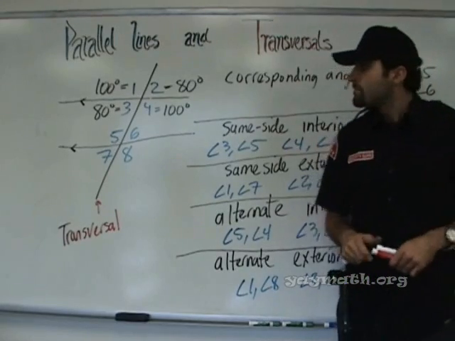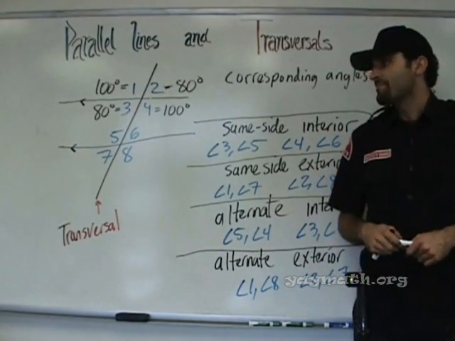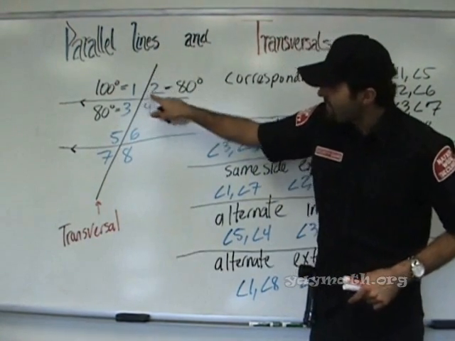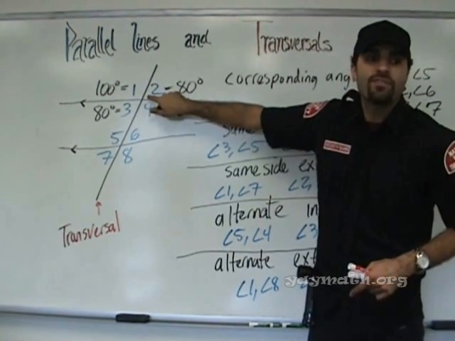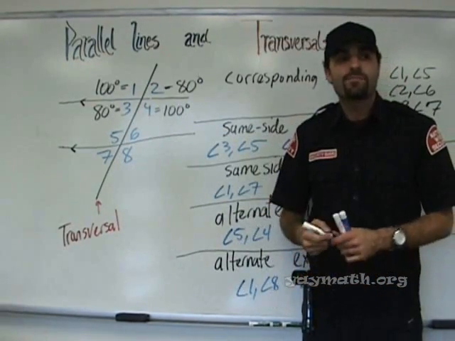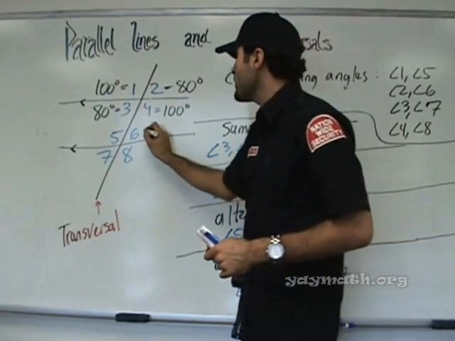Would 2 be equal to 6? Good. So if angle 2 is 80, and it looks exactly like they're standing at the same corner on this street, wouldn't it be the same as 6? The lines are parallel. So what would angle 6 be? 80 degrees. Lovely.